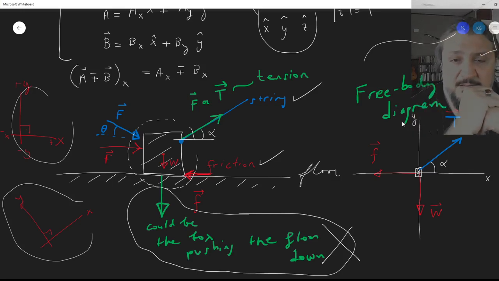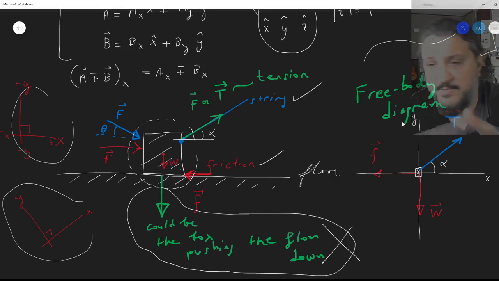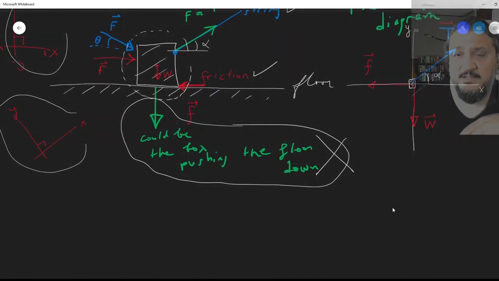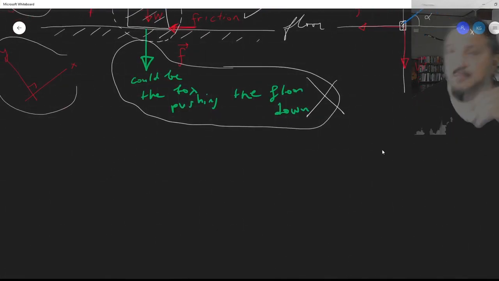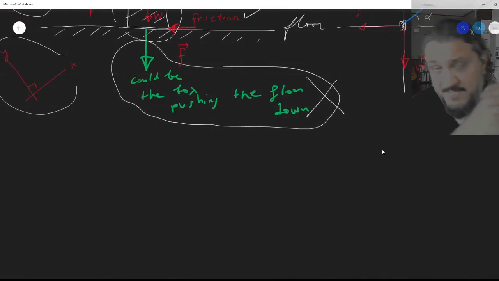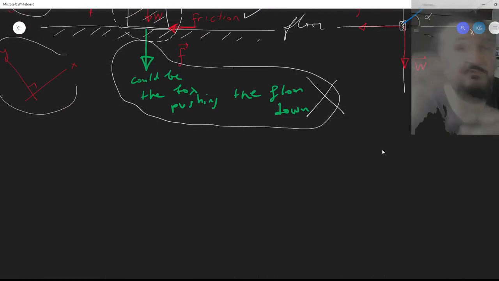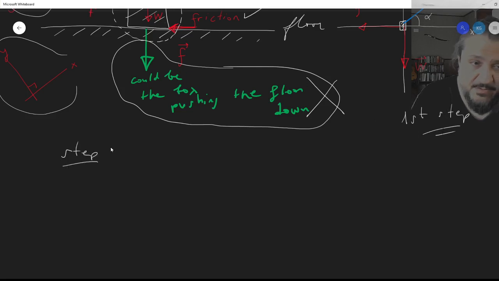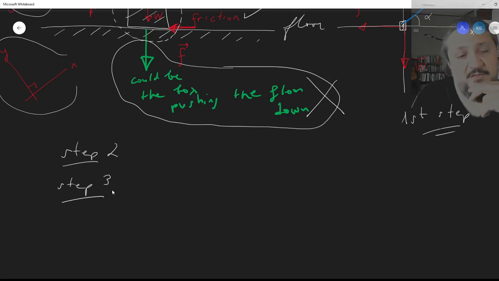Now, why do we go from a picture like on the left to the free body diagram? Because once you draw your free body diagram, you're pretty much a third done with the problem, okay? So every problem in physics pretty much will have 3 steps, and this is the first step. First step. There are 2 more steps. So step number 2 and step number 3. 2 and 3, let's start with 2.